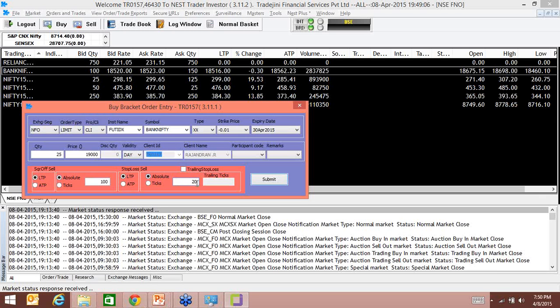It falls below by 20 points, or it comes to 18,980, a stop loss will get triggered. Now over here, if you want, you can put a trailing stop loss.